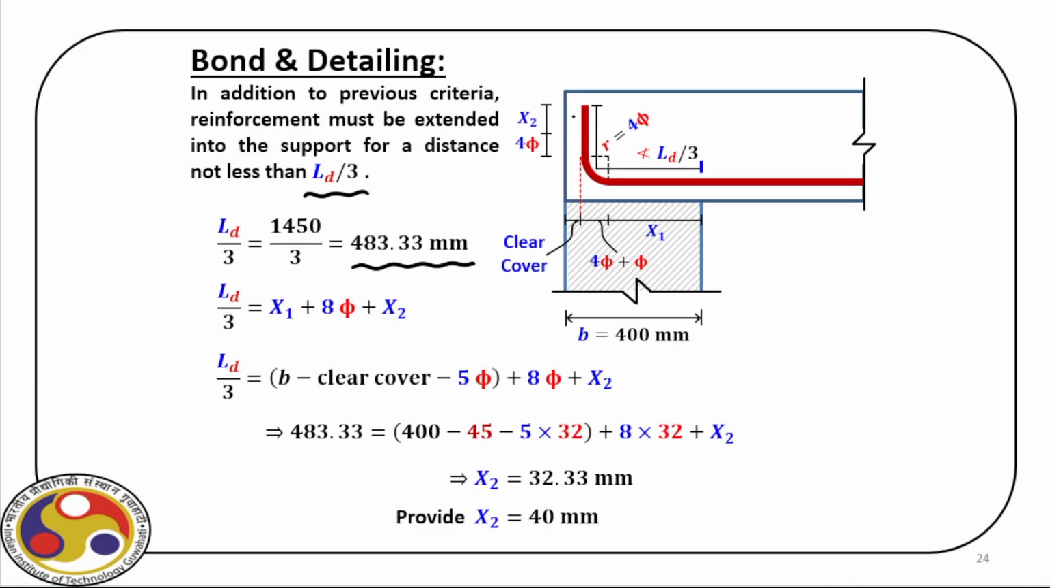So we have to provide sufficient length here, and for that we cannot extend it this way because we have to provide clear cover here. So for that, how do you estimate? We have LD by 3 is equal to x1. As you can see, this is x1 plus 8.5 plus x2. So we have a 90-degree bend.